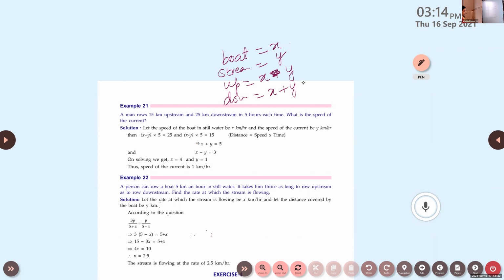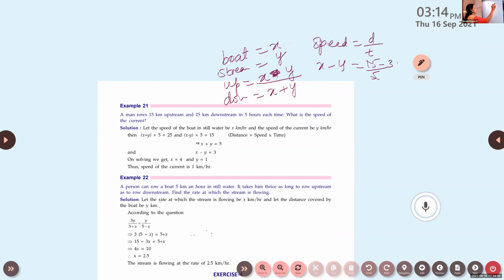Now what is given? A man travels 15 kilometers upstream in 5 hours. So upstream speed is equal to, we know that, distance by time. So x minus y will be equivalent to 15 by 5. When you cancel this, you will get x minus y as 3.